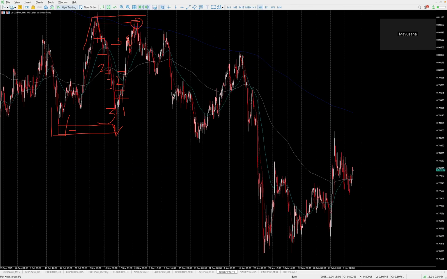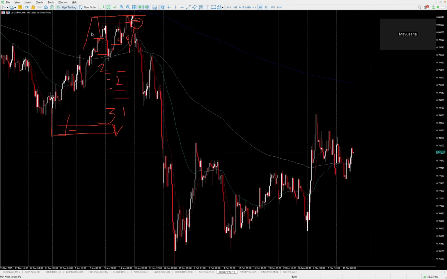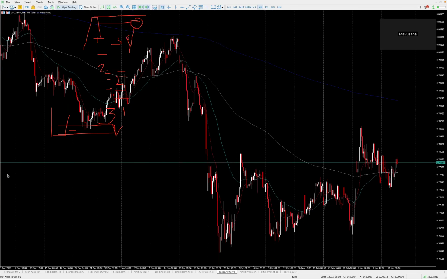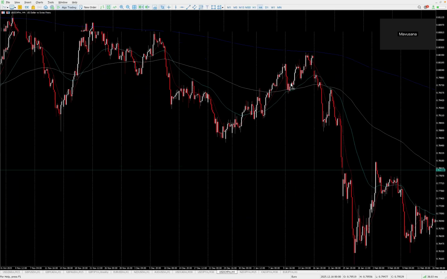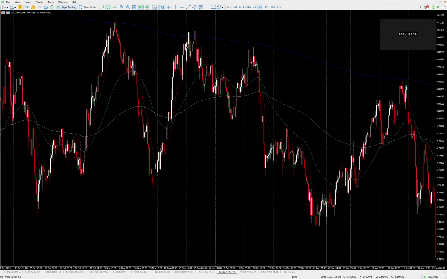Let me just change the color. So as you can see, price then came back to the supply zone. And if we zoom in right there, you will be able to see that we had an M formation. All right, let me just clear this out and go back right here. As you can see, first leg, second leg.